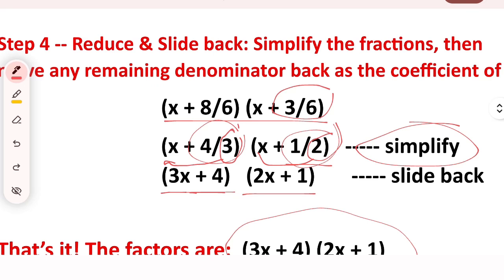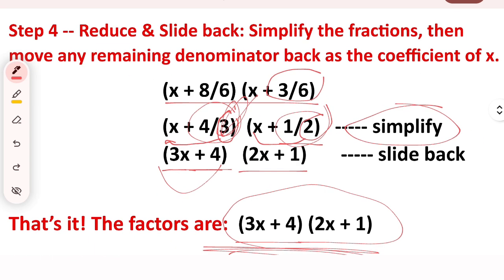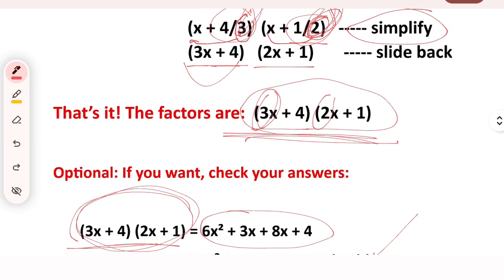So there's a 3 over there. Slide it back to x. It becomes 3x. There's 2 here, and then you slide it back to x. It becomes 2x. And finally, the answers are 3x plus 4 and 2x plus 1. And these are the factors of our trinomial. What do you think? Is it easy or not? I think it is easy.